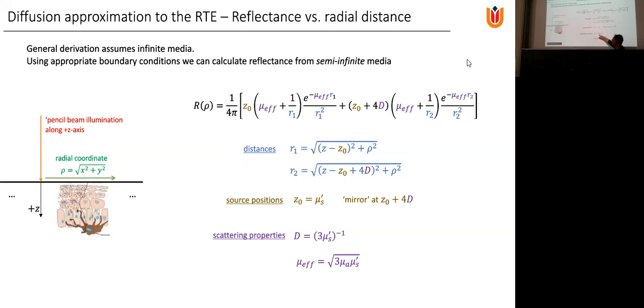The diffusion coefficient is then again expressed in terms of the reduced scattering coefficient. The effective attenuation coefficient is expressed in terms of the absorption coefficient and the reduced scattering coefficient. So all the quantities in this equation, even though it's complicated, are determined by these two optical properties, mu a and mu s prime. That is sufficient to describe reflectance, even though the expression is a bit complicated. But of course, a computer can really quickly evaluate expressions like this. It's much faster than Monte Carlo.